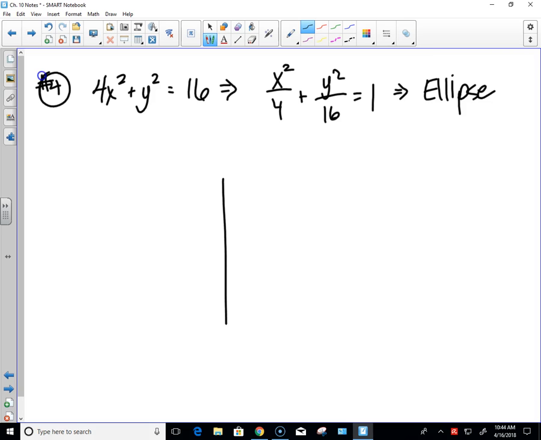Okay. So in this one, horizontally oriented or vertically oriented? So maybe I should draw this a little bit differently, right? Why is it vertically oriented? What do you notice? This is good review from chapter 10 anyway. Because the a is where? Under the y. Good. So my major axis is going to be what length? No. The major radius is 4. What's the major axis length? 8. Good.